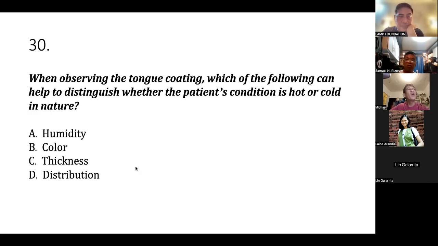When observing the tongue coating, which of the following can help to distinguish whether the patient's condition is hot or cold in nature? So hindi po yung humidity, thickness, and distribution. So ang sagot po rito letter B, the color. Importante yung color. Opo. Okay.